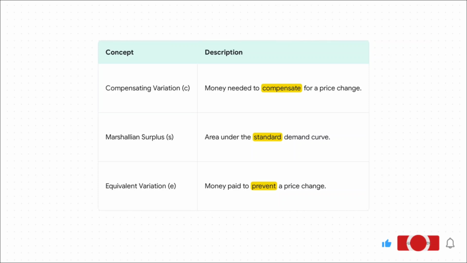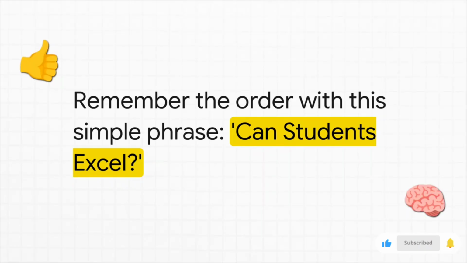And for any normal good, there's a really clear relationship here. The amount of money you'd need to compensate you after the fact, that's C, is always going to be bigger than or equal to the standard measure, S. And that, in turn, is going to be bigger than or equal to what you'd pay to prevent the change, which is E. Let me show you an easy way to remember that. Here is a super simple trick for your exam paper. Just remember the phrase, can students excel? And boom, you've got the order locked in, C-S-E. That's a definite mark scorer right there.